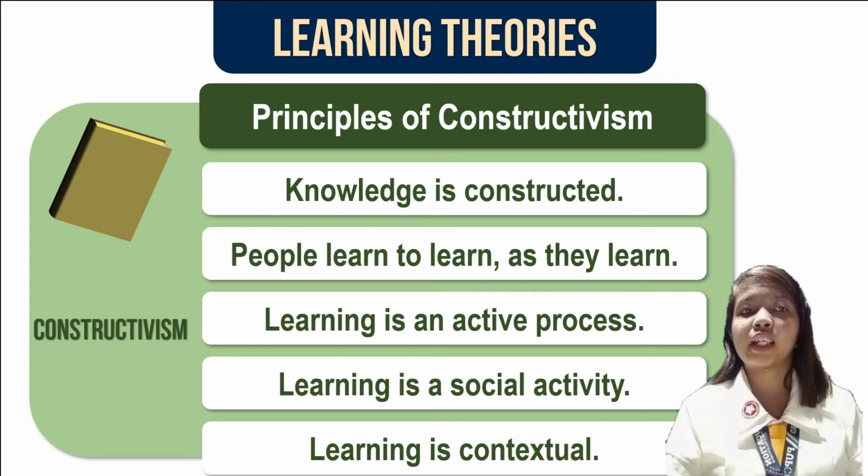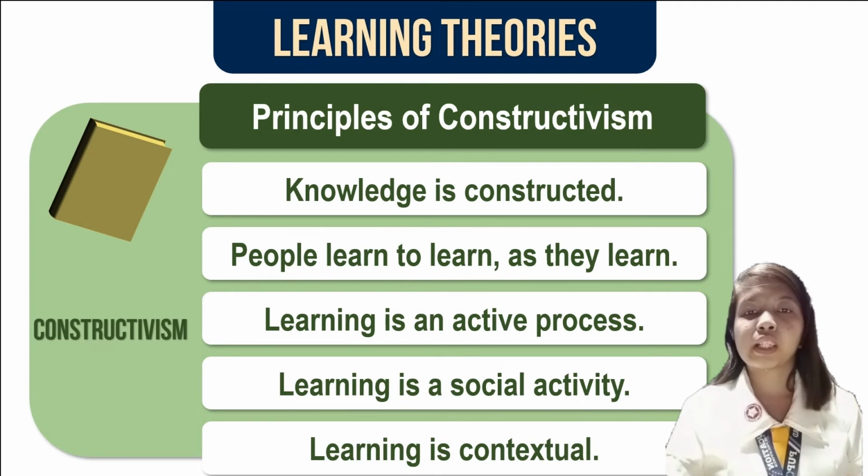We can't just sit and expect to be told things and learn. You need to engage in discussions, reading, activities, and others. Number 4, learning is a social activity. Learning is directly associated to our connection with other people. Our teachers, our family, our peers, and our acquaintances impact our learning.